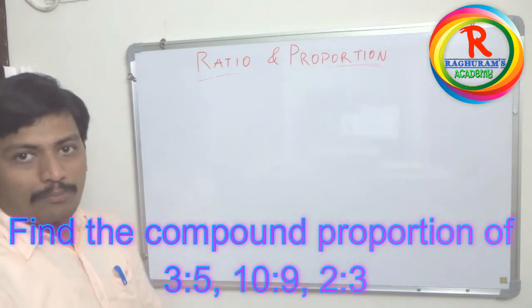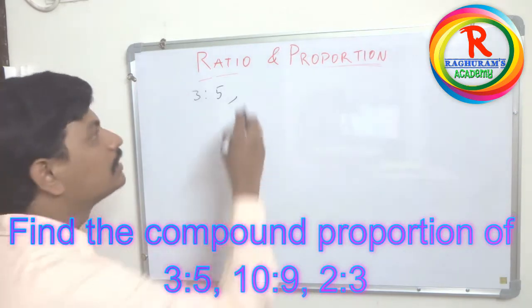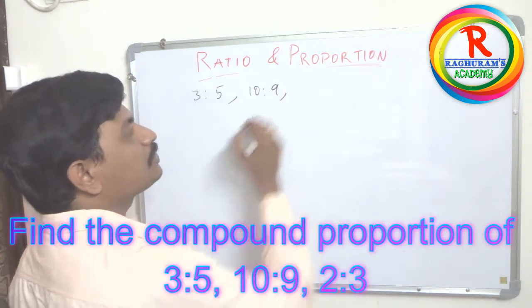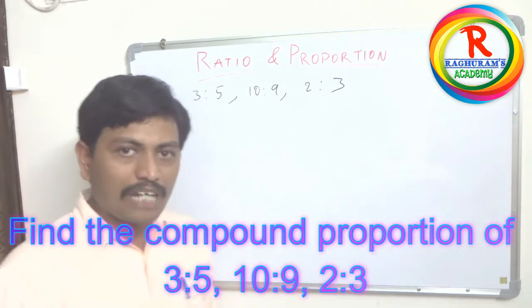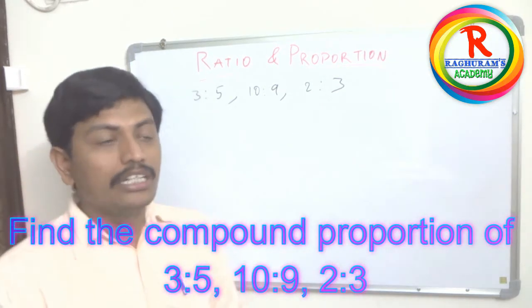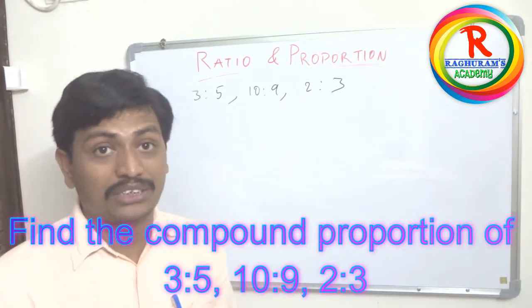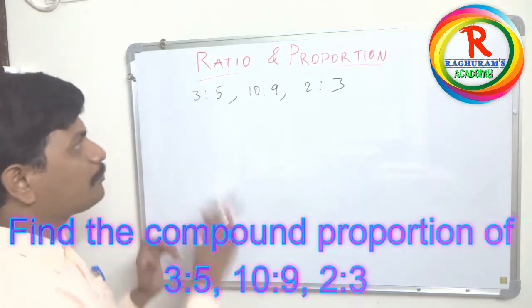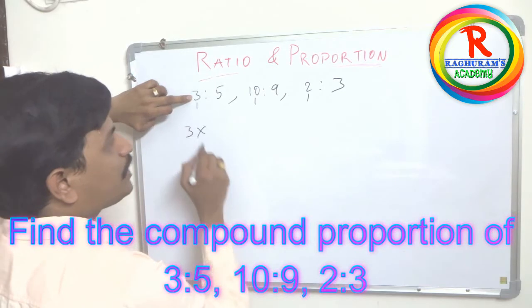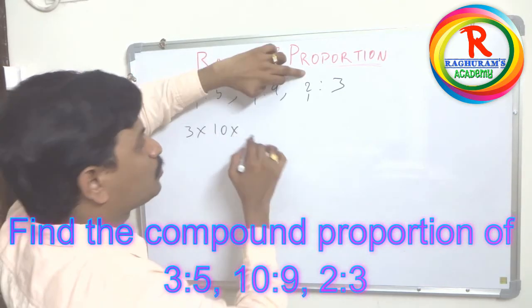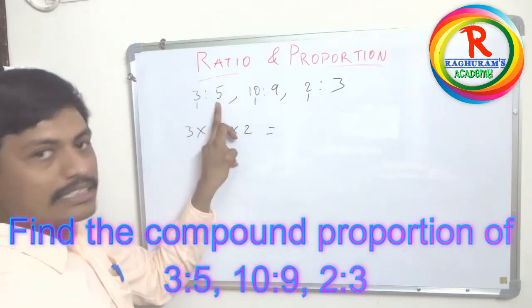Find the compound ratio of 3:5, 10:9, 2:3. In the first part I have explained what compound ratio is. Sometimes you may get questions like this. They give you 3 ratios and ask you to find the compound ratio. What do you mean by compound ratio? Multiplication of the first terms. What are the first terms? 3 into 10 into 2.